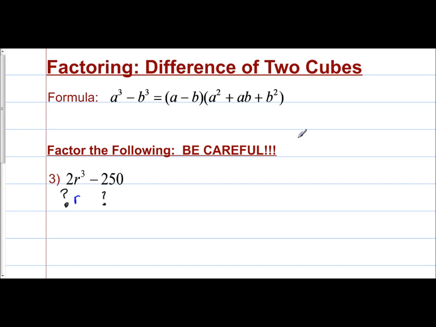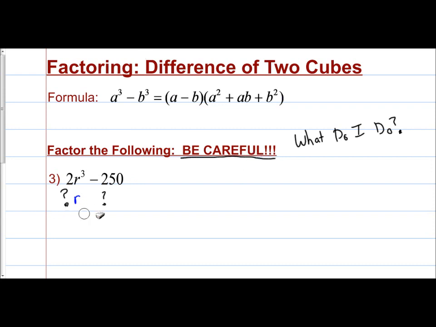So the question is, what do I do? How do I go further? This can be factored. This is the process that, as students, you go through. You just look at it and say, well, 2 is not a perfect cube. Neither is 250. Okay, so I guess it's not factorable. But that's where this "be careful" comes in.